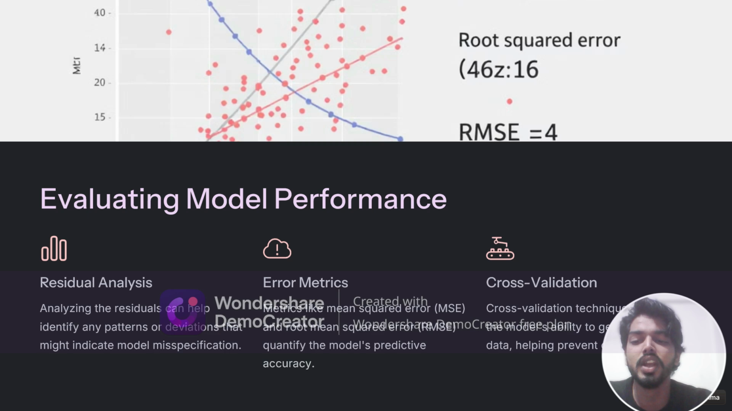Evaluating model performance: residual analysis, error metrics, and cross validation. Analyzing the residuals can help identify any patterns or deviations that might indicate model misspecification. Error metrics. Metrics like mean squared error, MSE, and root mean squared error, RMSE, quantify the model's predictive accuracy. Cross validation. Cross validation techniques assess the model's ability to generalize to new data, helping prevent overfitting.